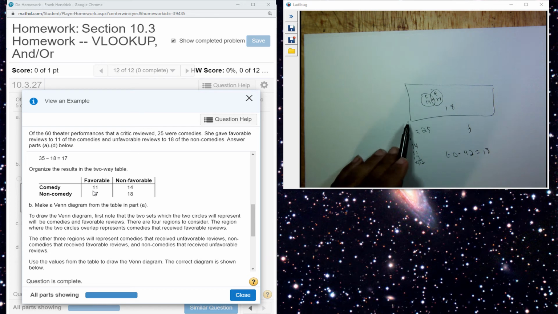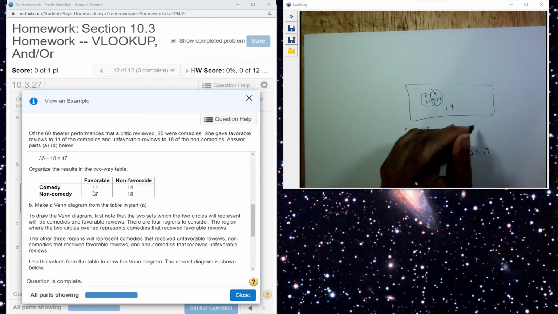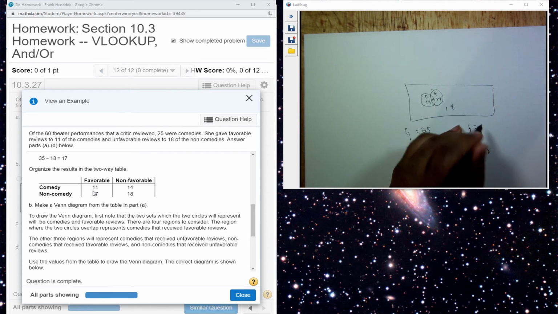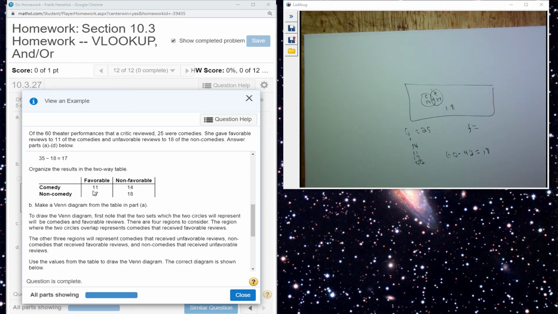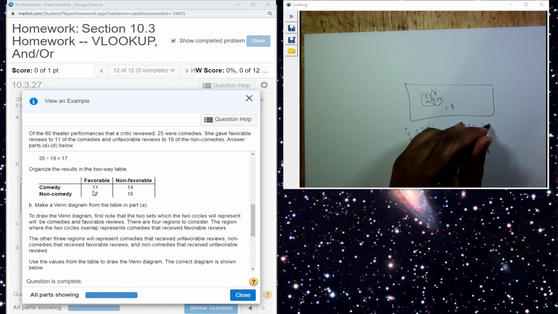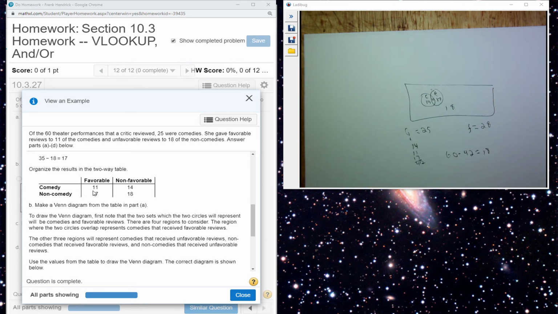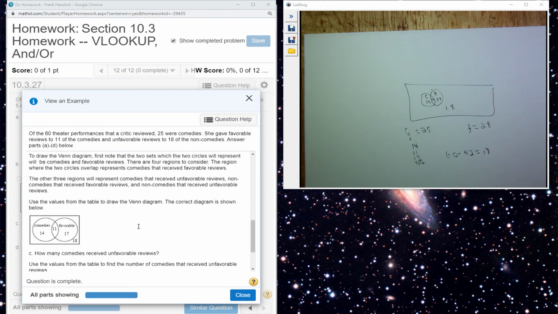Okay. So we know that comedies total was 25, and this right here was 28, that was favorable. And that's how then you pick your graph. And there's your graph right there.